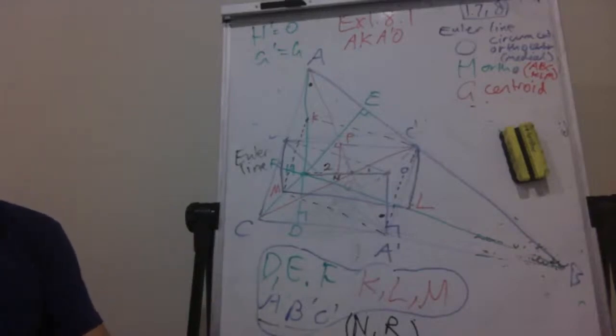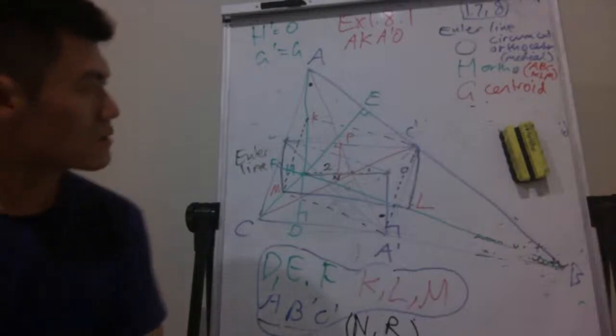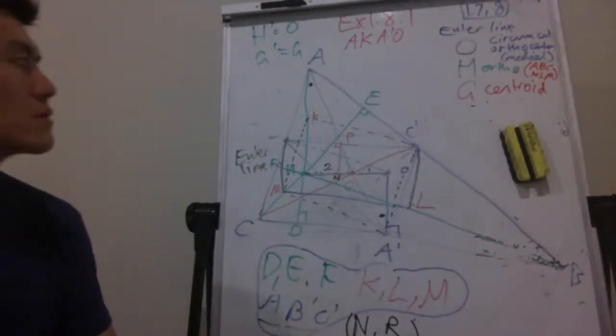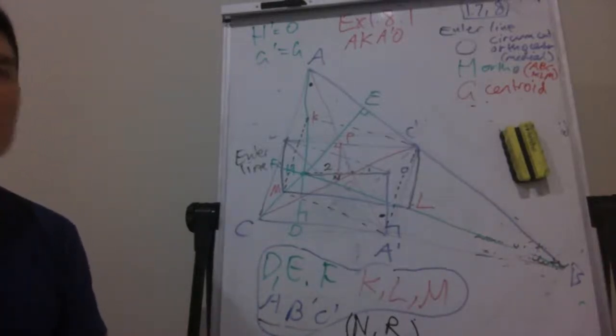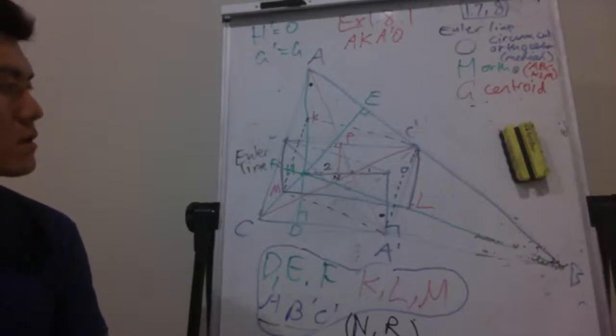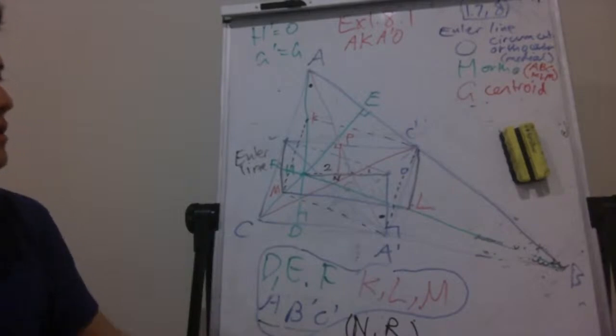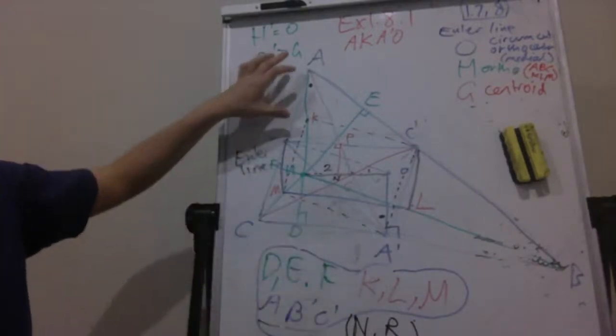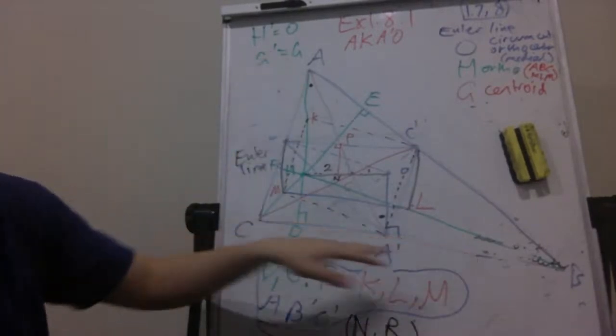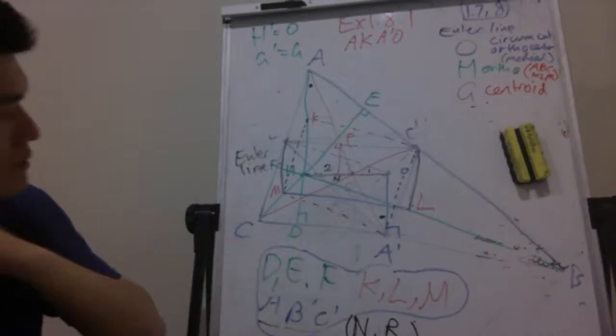Did you guys try this one? We know that AD and AK and OA prime are parallel. Good, yeah, because they're both perpendicular to the base, right?